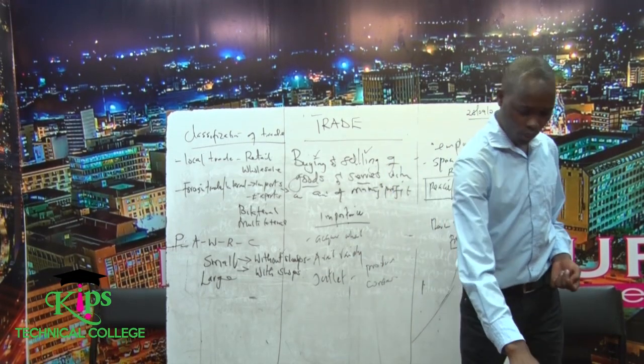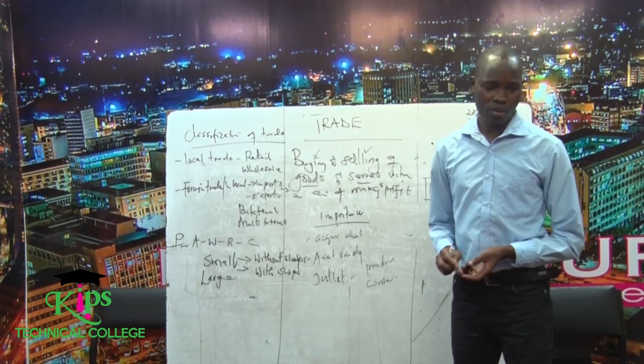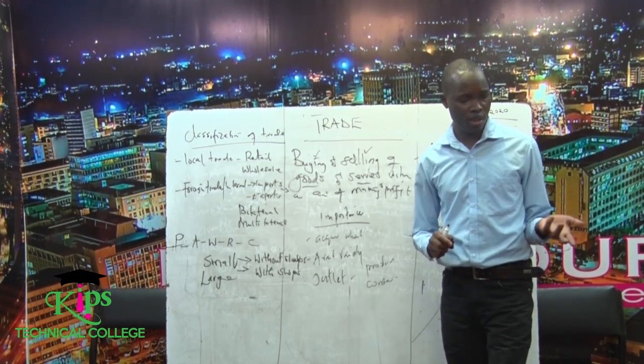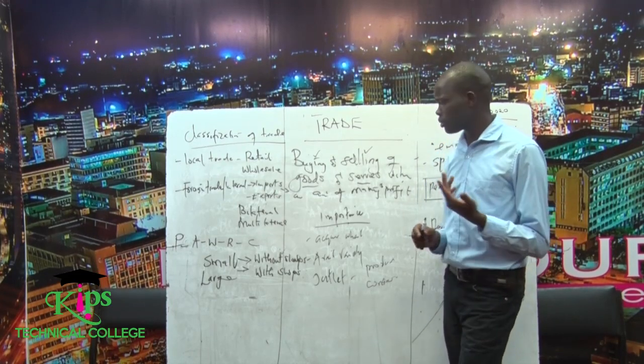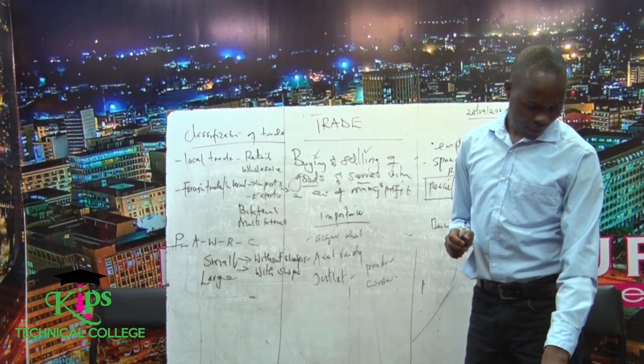Those with shops, we can still talk about single shops, we can talk about tied shops, we can talk about the kiosk, mobile shops, we can talk about market stalls, and we can still have the canteens.